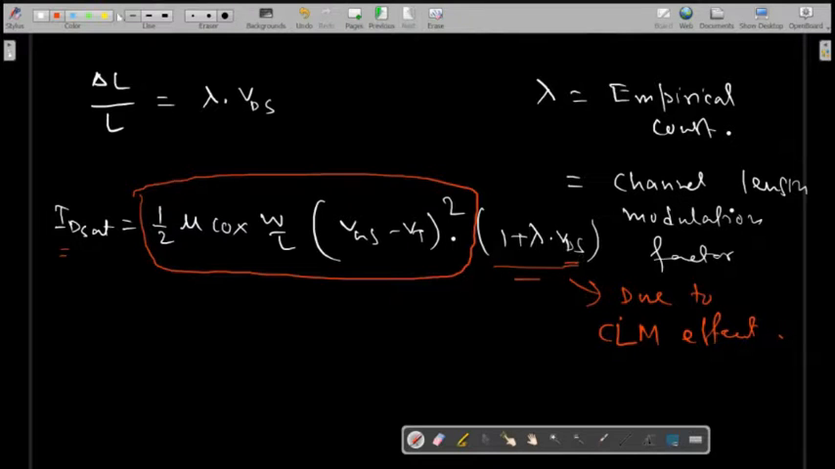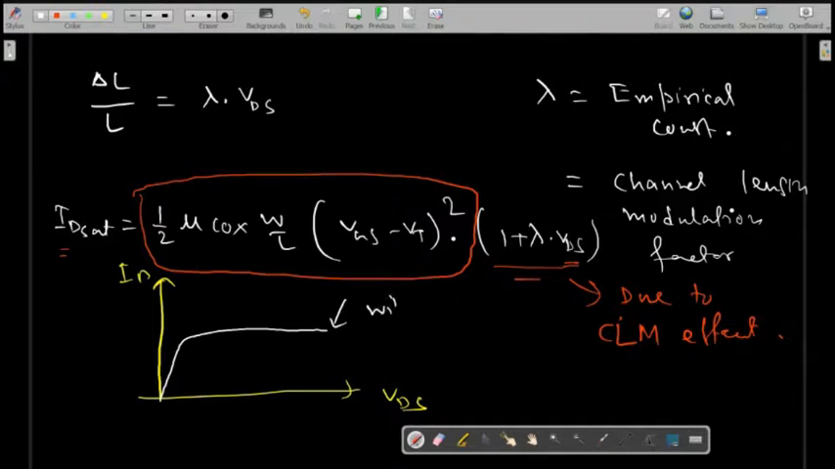Okay. So finally, if I plot one graph, that is VDS versus ID, so without CLM, the graph looks like this. And with CLM, what will happen? Linear region, no change, but saturation region, the graph will vary slowly. So this is with CLM. See, it is not constant, it varies slowly. So this is the difference between two models, without CLM and with CLM.